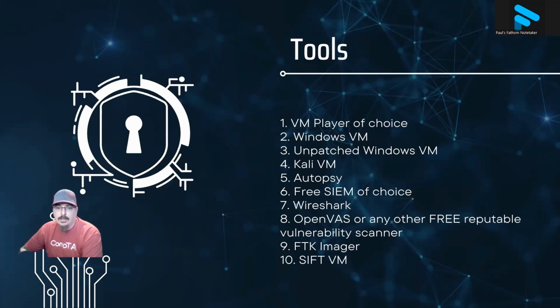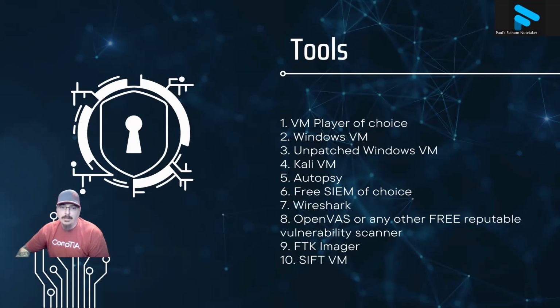Tools. This isn't an all-inclusive list. These are just recommended tools that you could absolutely get away with doing this with. First is going to be your VM player of choice, a Windows VM, unpatched Windows VM, a Kali VM, Autopsy, free SIEM of choice, Wireshark, OpenVAS, or any other reputable vulnerability scanner, FTK Imager, SIFT-VM. Now, when we talk about this, there are unpatched Windows VMs that you can Google. So be creative or reach out to people and figure out if they already have some of these already made.